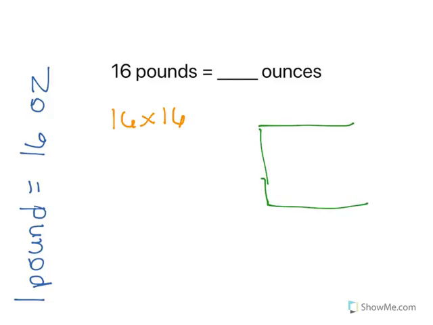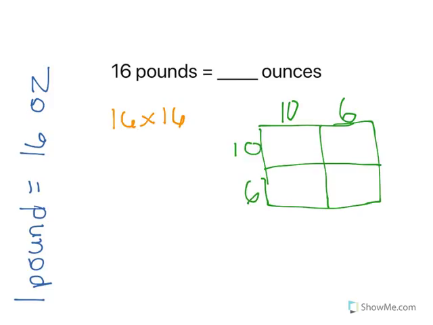So I'm going to set up my area models similar to this, and I know that 10 and 6 make 16, and then 10 and 6 make 16. Again, pause the video and see if you can solve this. The answer that you should have gotten would be 256 ounces. Now let's look at where we got that from.